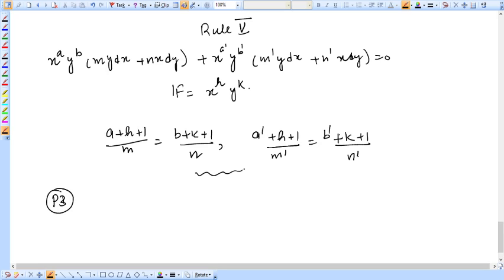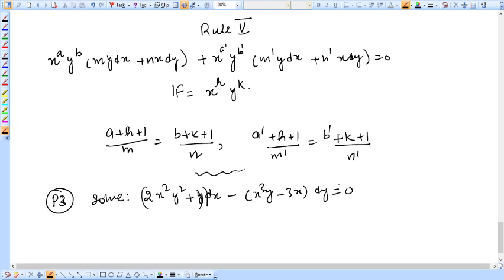Solve 2x² y² plus y dx, okay, this is y dx, minus x³ y minus 3x dy is equal to 0.